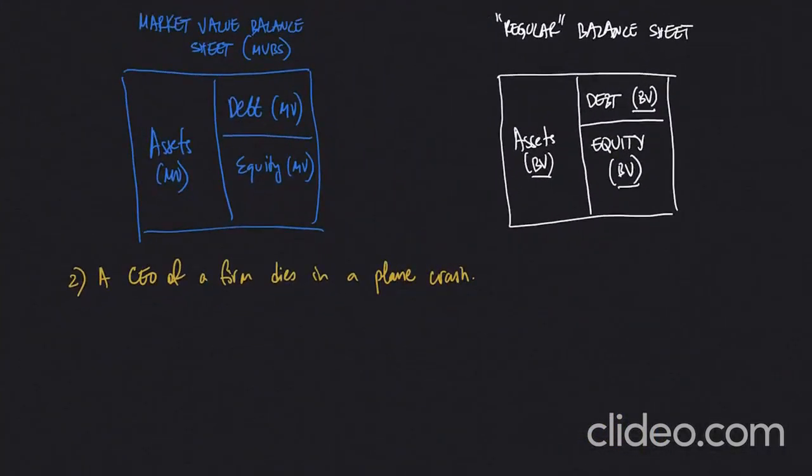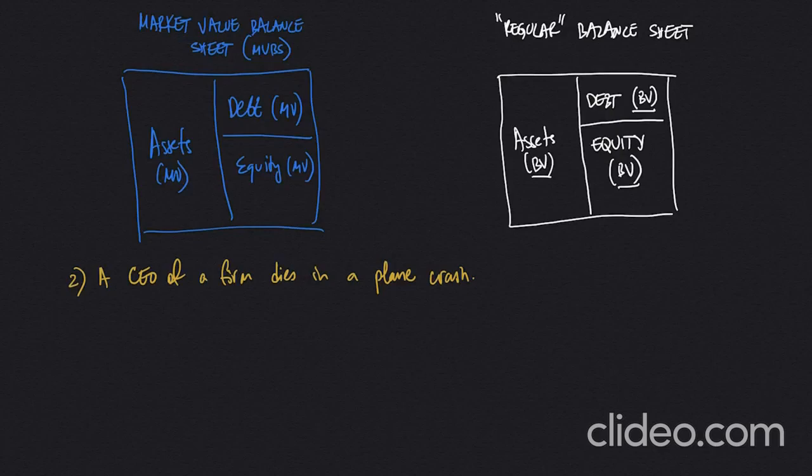Let's consider a second example. Suppose that a CEO of a firm dies in a plane crash. What impact does this tragic event have on the regular and on the market value balance sheets of this firm? Let's start with the regular balance sheet.